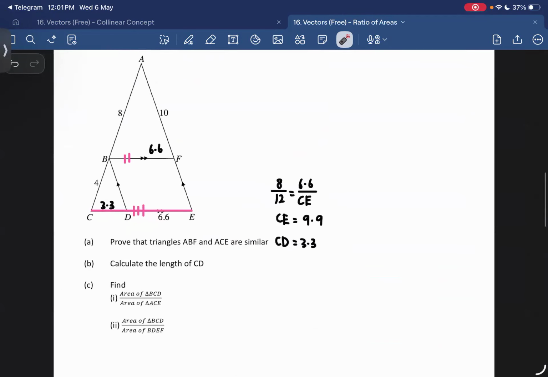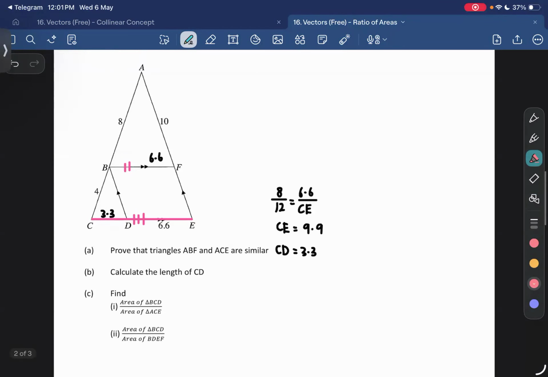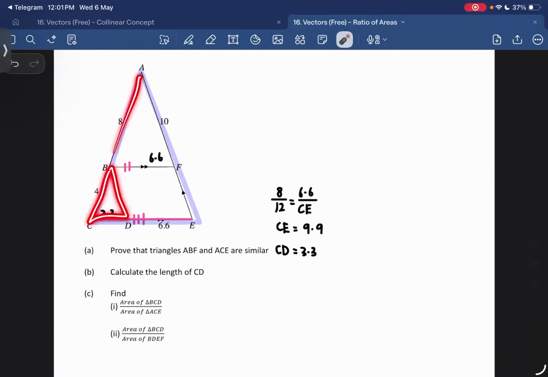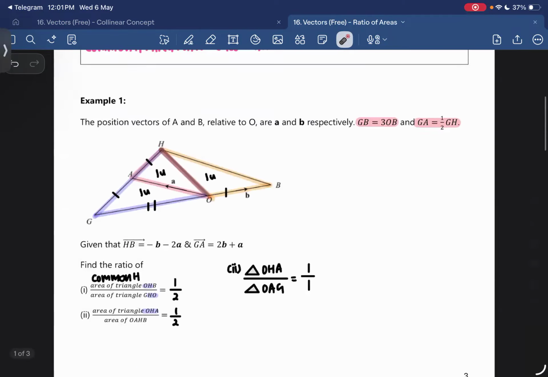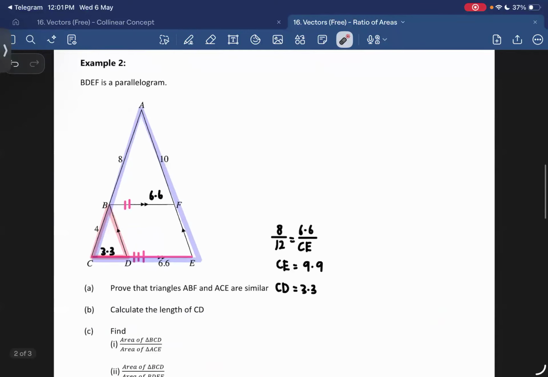Okay, so the first one is BCD to ACE, which is the whole thing. One thing I want you to see here, they didn't ask me to prove, but look at this. This and this is actually the same as this, it's just that it's lying down. Can you see that?